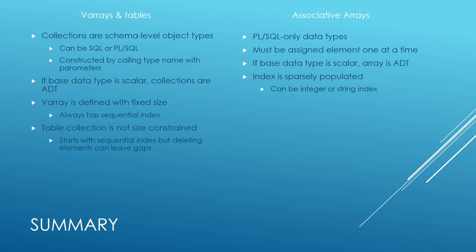Associative arrays in this case, related to the ADTs, are first of all PL/SQL only data types. They have to be programmed and run and stored in memory. They are assigned an element one at a time. If it's scalar, it's an ADT array. And because of the way the array is populated, the index populates with the element. So it's sparsely populated, but it can be an integer or a string, depending on how you set it up.